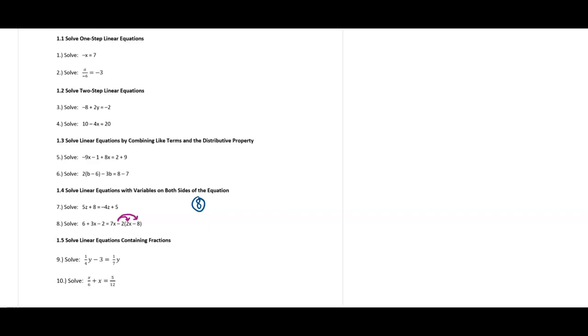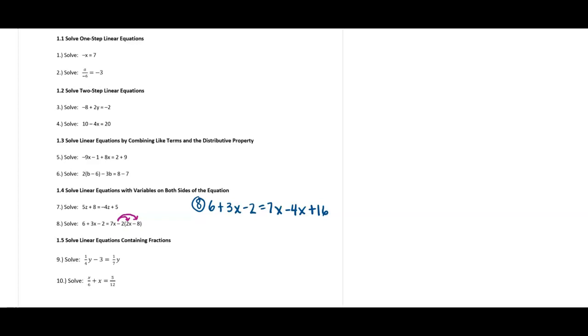So when we distribute that through, I'm just going to rewrite that over here. That'll say 6 plus 3x minus 2 equals 7x. And then negative 2 times 2x is negative 4x. And then negative 2 times negative 8 is positive 16. Okay. And now we see we have x's on both sides of the equal sign, so we need to get the x's on one side, whole numbers on the other side. But before we do that, let's get the like terms together.